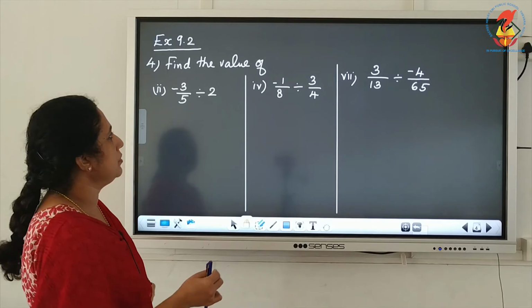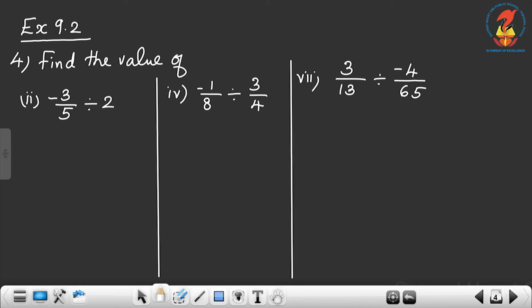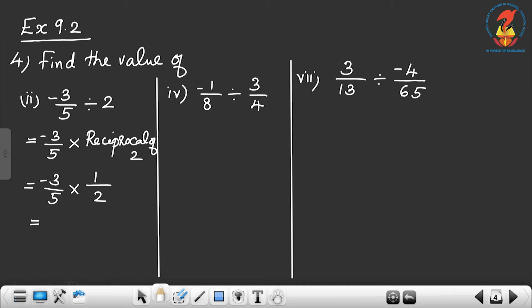Now, exercise 9.2, question number 4, find the value of. Second question, negative 3 by 5 divided by 2. Which is equal to negative 3 by 5, the first rational number you write as it is, into the reciprocal of the second one, that is the reciprocal of 2. What is the reciprocal of 2? It is 1 by 2. Therefore, negative 3 into 1 by 5 into 2 is equal to negative 3 into 1, negative 3, then 5 into 2, 10. So, the answer is negative 3 by 10.